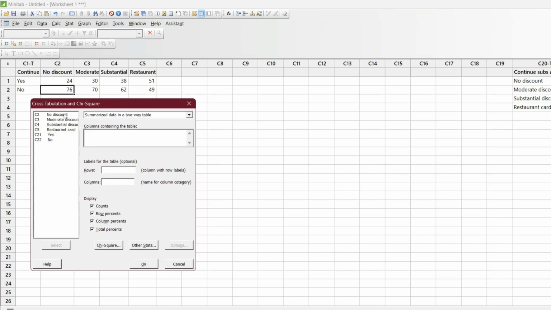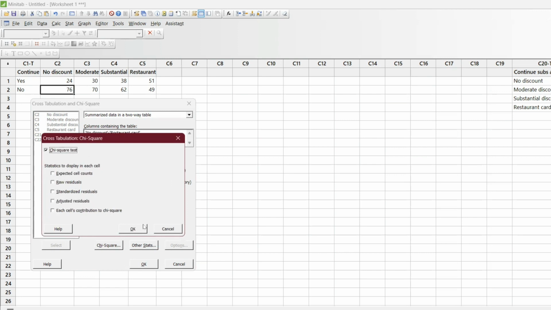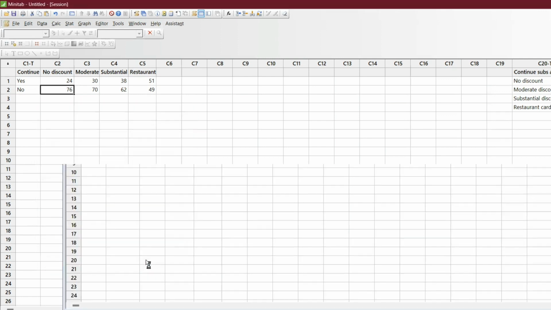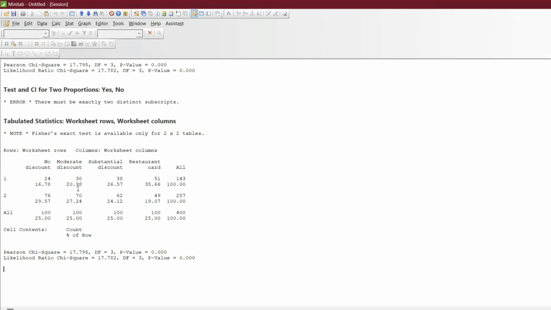So I have just taken all of these: no discount, moderate, substantial and restaurant. Just click OK. We're going to select count and row percentage, which may be important. Column percentage is not important because we know it's all 100, yes or no, and total percentage is also not required, only these two. And we're going to select the chi-square, and we also do the Fisher exact test as well. Click OK, and you can see it here.